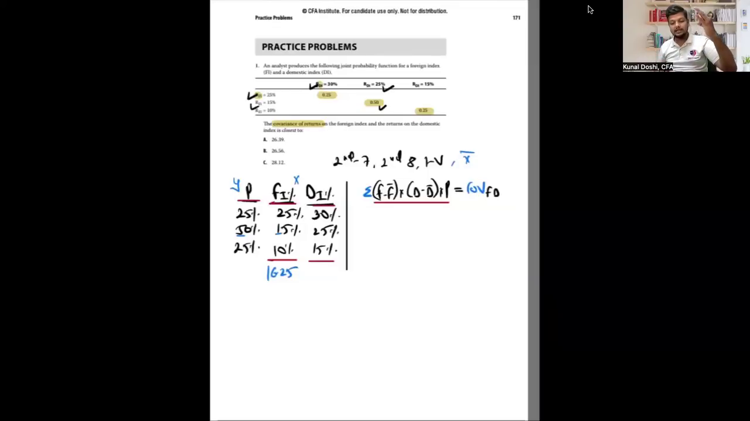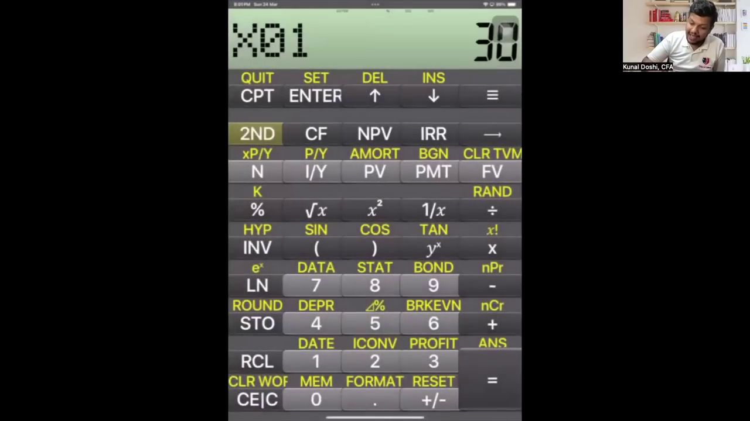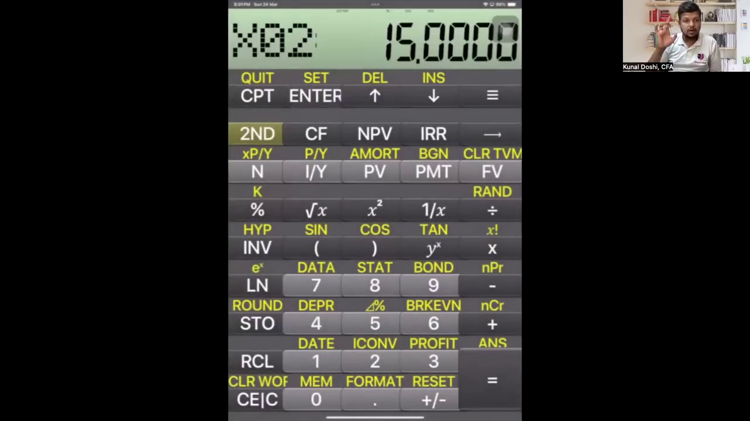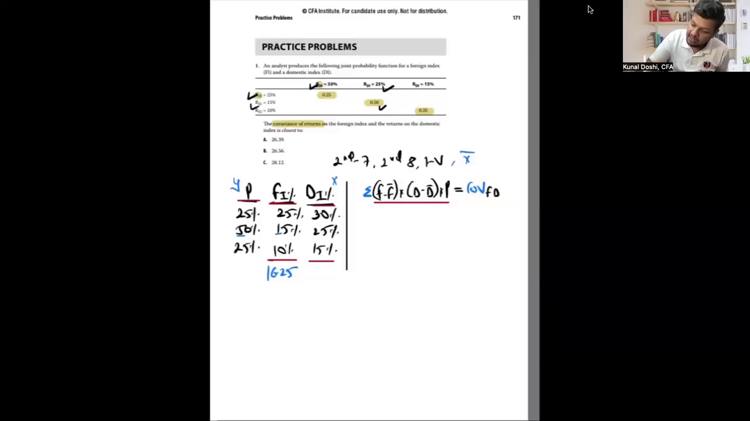Clear? Same way now for domestic. I'll take 30, 25, and 15. I'll just replace X, and the probability I'll keep as it is. So I press second 7, 30 in X. Don't change Y. Okay. 25, X2. And the third one was 15. Enter. Second 8, down arrow. Here, your X bar is 23.75. Are you getting this? Just check it and let me know.